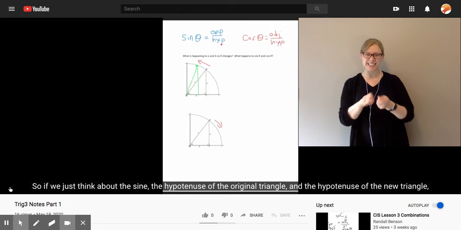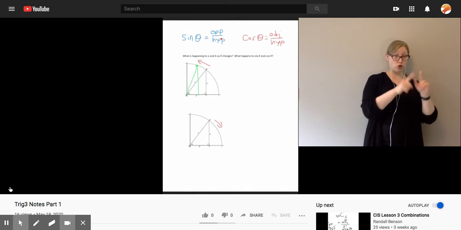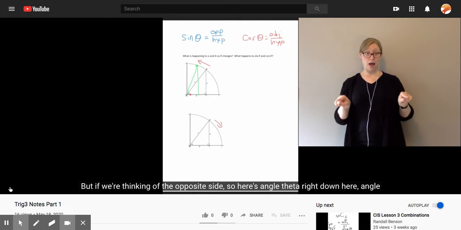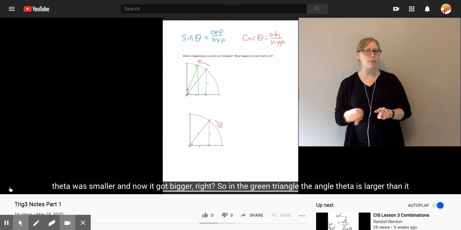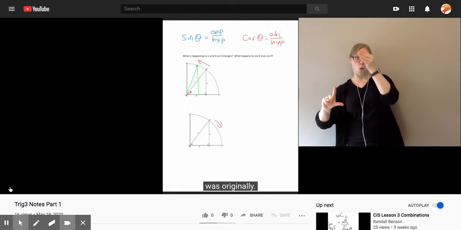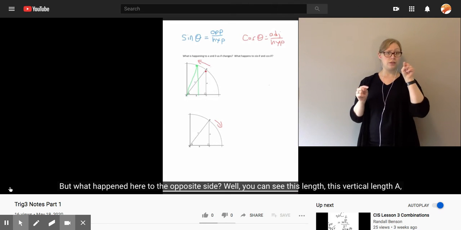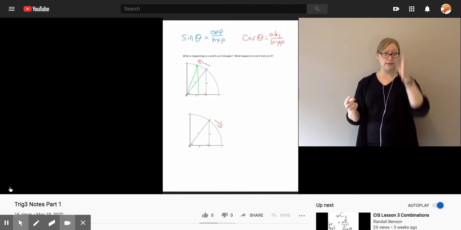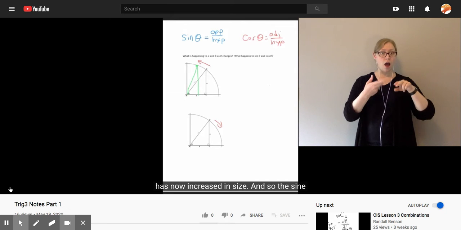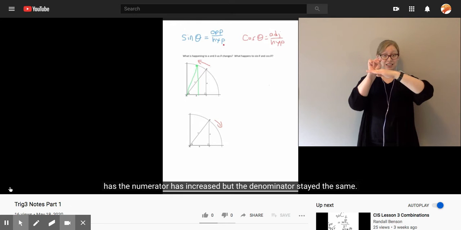So if we just think about the sine, the hypotenuse of the original triangle and the hypotenuse of the new triangle, it's the same number on the bottom. But if we're thinking of the opposite side, so here's angle theta right down here. Angle theta was smaller and now it got bigger, right? So in the green triangle, the angle theta is larger than it was originally. But what happened here to the opposite side? Well, you can see this length, this vertical length A, has now increased in size. And so the sine numerator has increased, but the denominator stayed the same.